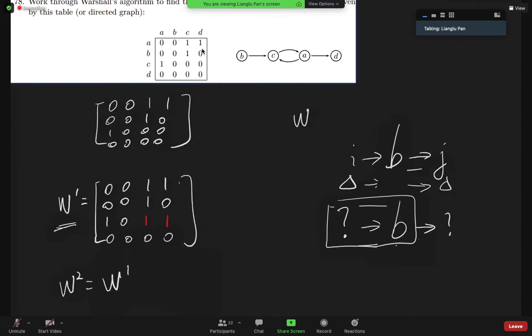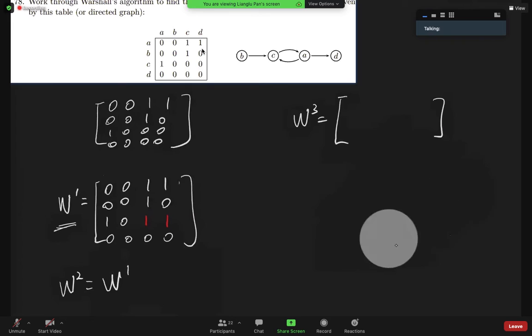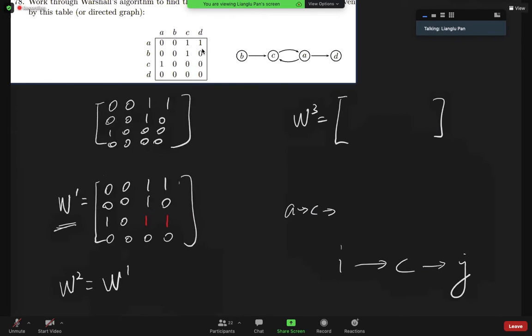And for W3, we're using C as a stepping stone. By using C as a stepping stone, I think we're going to have a few updates. For example, in the first row, we are checking if we can go from A to C and then to any other node. And since A to C is possible, as we can see from W2 or W1, it means that any node that C can reach should be reachable by A.